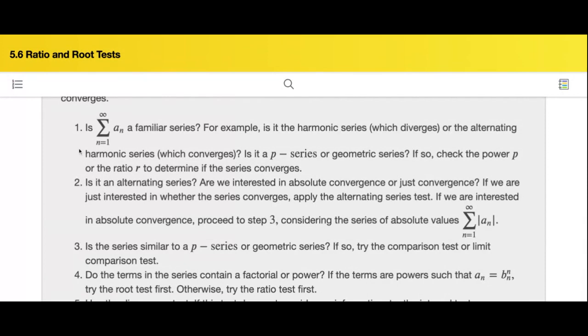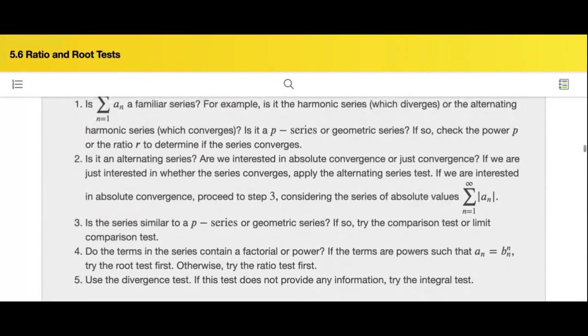So that's the first part. First part covers a lot already. A second part, if you see -1 raised by n or -1 raised by n plus 1, you think about, okay, let me try the alternating series test. Try the alternating series test, and then you can figure out if it converges. If it doesn't converge, it diverges. If it converges, you can figure out if it's absolute convergence or conditional convergence.